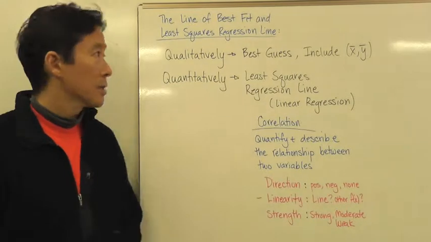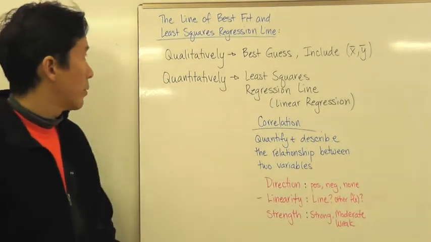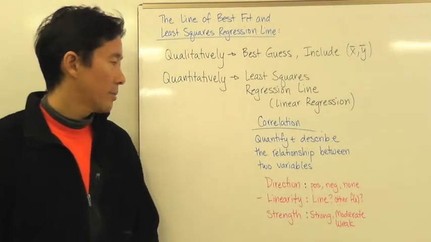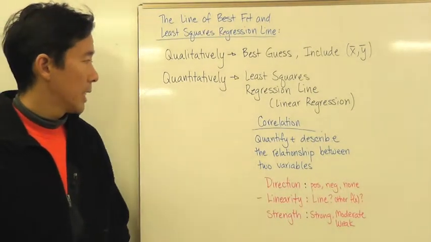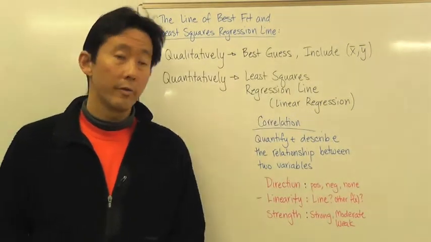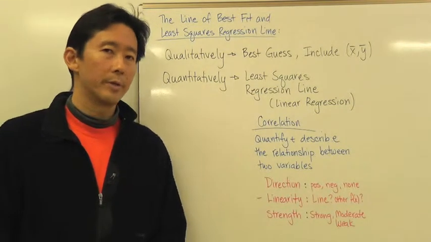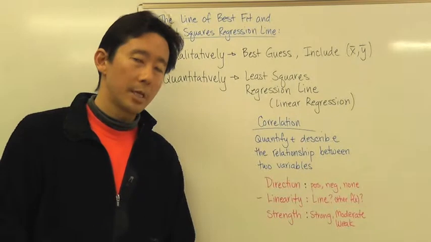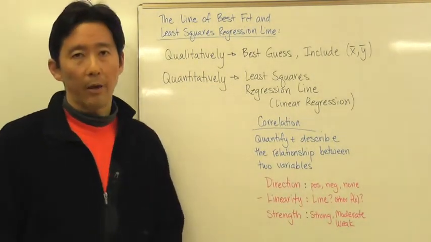Hello everyone, let's go ahead and take a look at the line of best fit and the least squares regression line. Now when we talked about correlation, again we talked about how to quantify it using the R coefficient, and then we can consistently describe the relationship between two variables using direction and strength. Now what we also want to be able to do is determine the line that best represents or best fits the data set that we have.